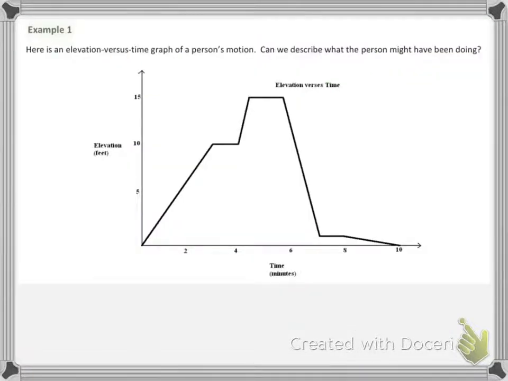All right, I've got an elevation versus time graph, and we're going to try to describe what this person might have been doing. Well, when we do this, we want to look at time intervals. So I'm going to start here, and I'm going to just draw a line straight down. That's maybe a little bit more than 3 seconds, but close to 3 seconds. So that time interval from 0 seconds all the way to, let's say that's a 3. It's pretty close.